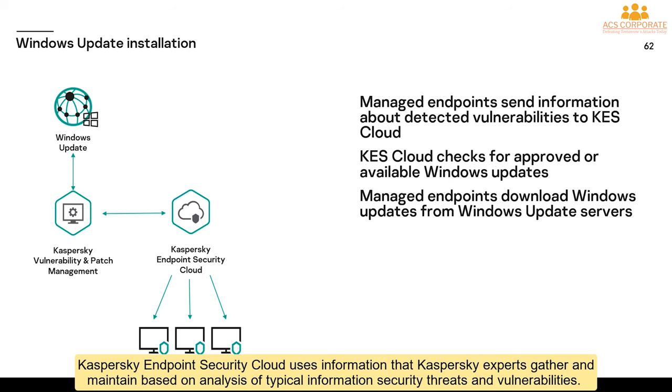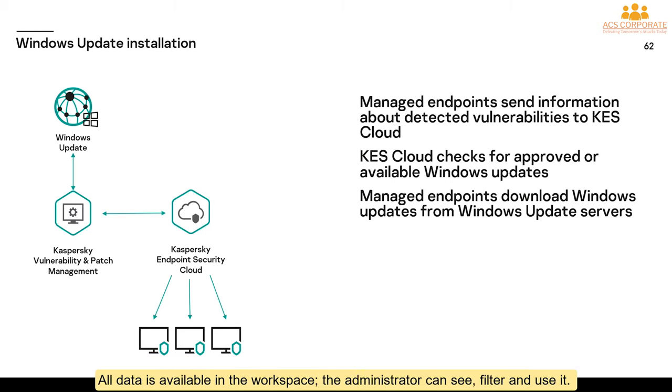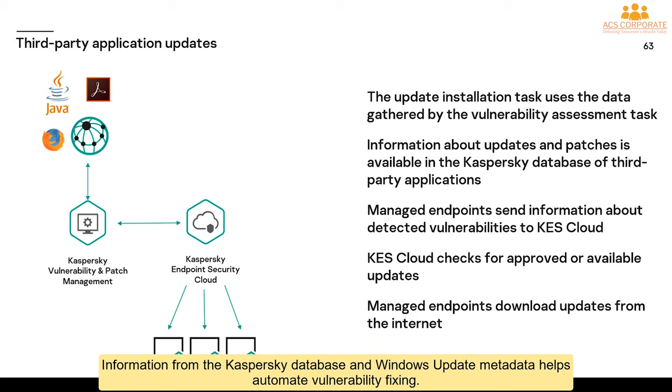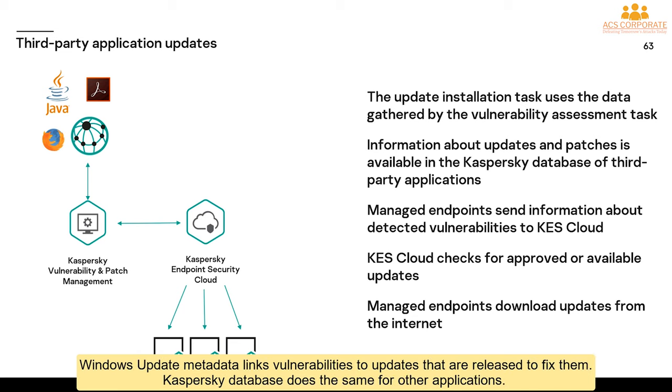Kaspersky Endpoint Security Cloud uses information that Kaspersky experts gather and maintain based on analysis of typical information security threats and vulnerabilities. All data is available in the workspace. The administrator can see, filter, and use it. Information from the Kaspersky database and Windows Update metadata helps automate vulnerability fixing. Windows Update metadata links vulnerabilities to updates that are released to fix them. Kaspersky database does the same for other applications.